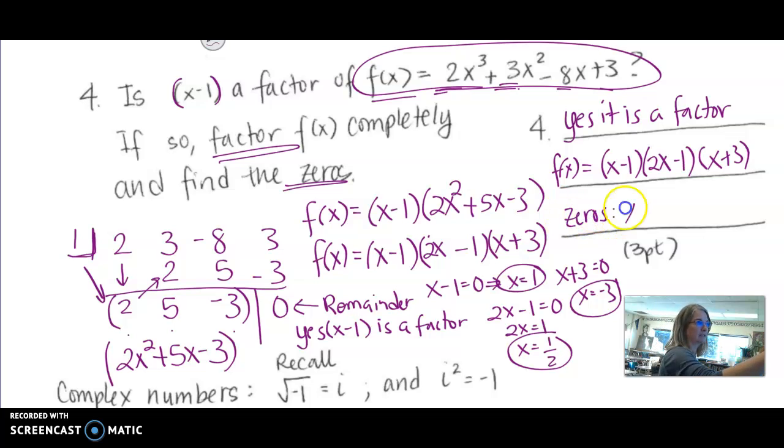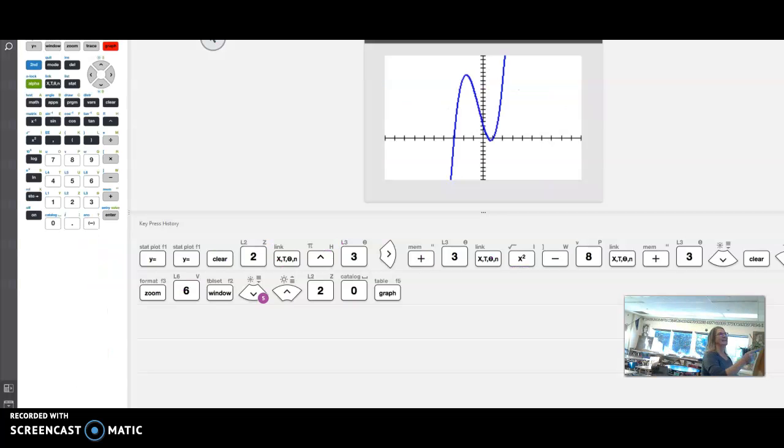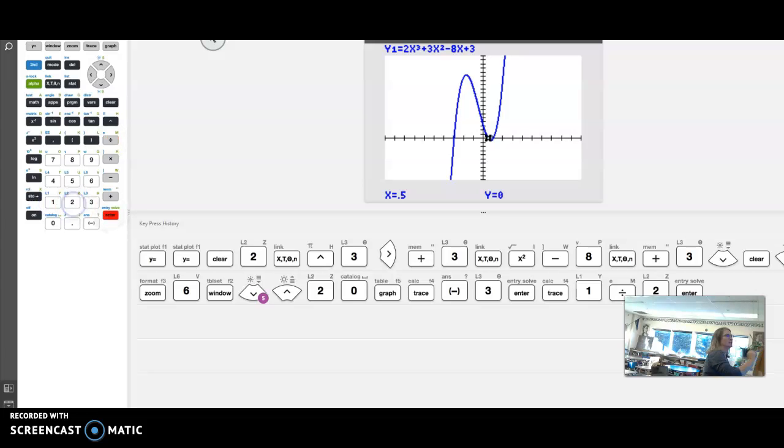And our zeros, we have x equals 1, x equals 1/2, x equals -3. So we're going to look at that graphically. Okay, so if we trace here, the zeros were -3, there's one of them. So zeros are your x-intercepts, which is also where your y value is equal to 0. And then we had another one at 1/2. So if I trace to 1/2, there's the other 0, you can see that flashing there. And then the other one was at 1.